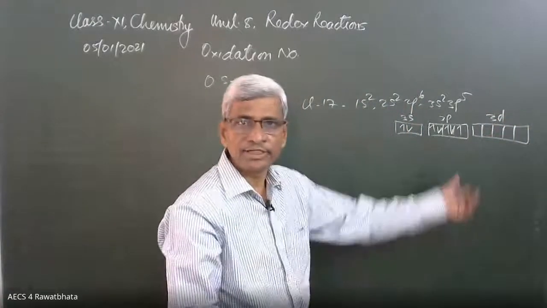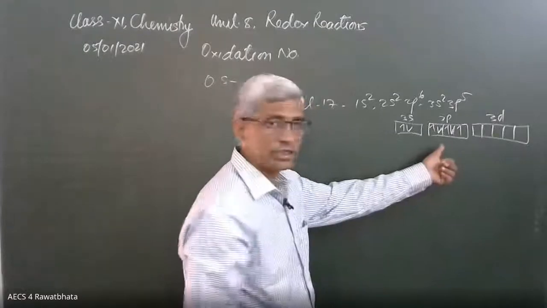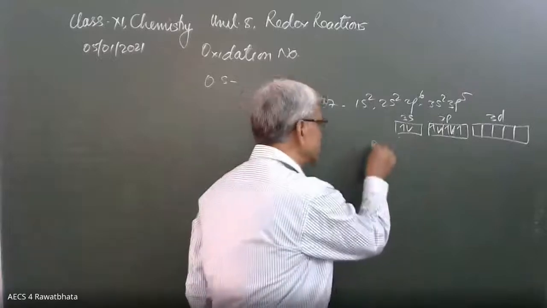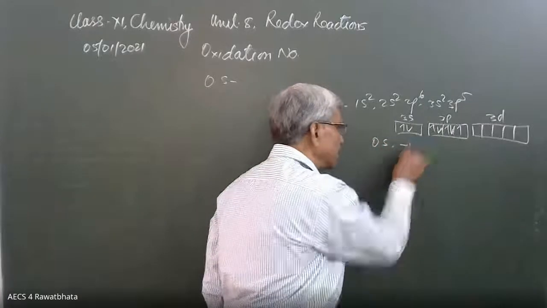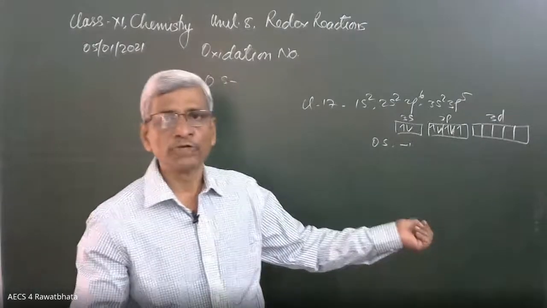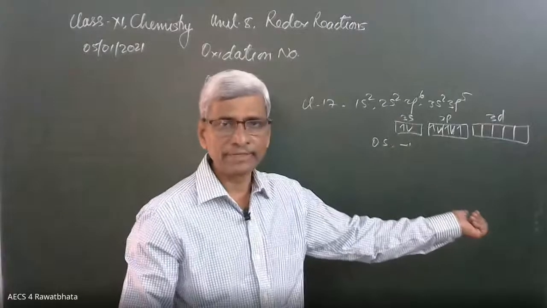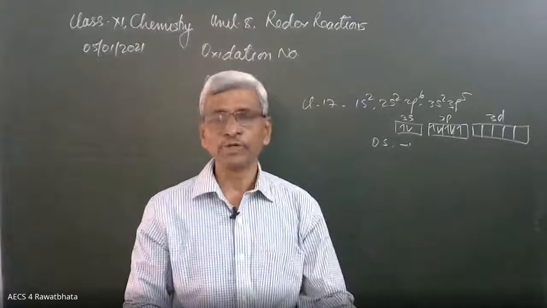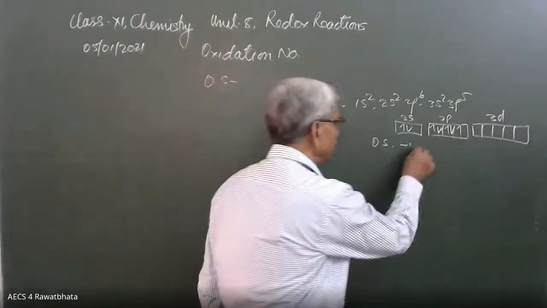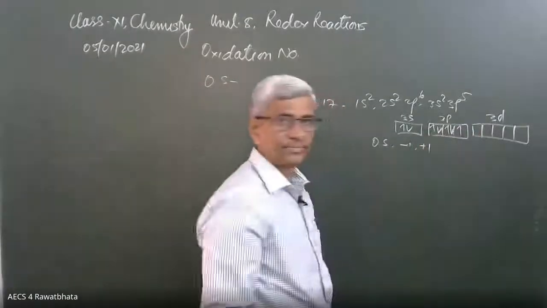Can you see this 3d? Yes. In this condition, there is only one unpaired electron. That's why its oxidation state is -1 during reaction if it is combining with a less electronegative element. If the combining element is more electronegative, then the oxidation state is +1. Then -1, +1 in this condition.